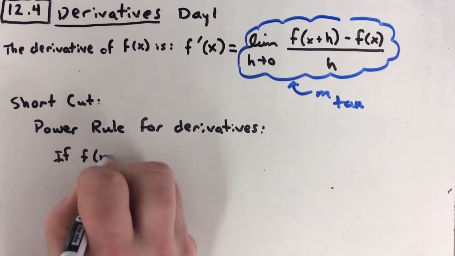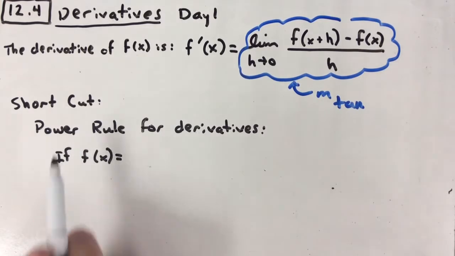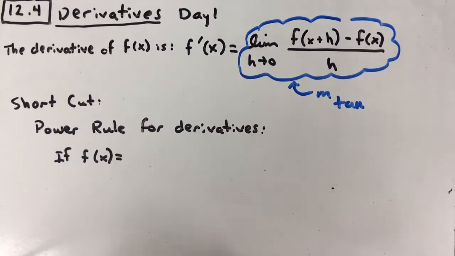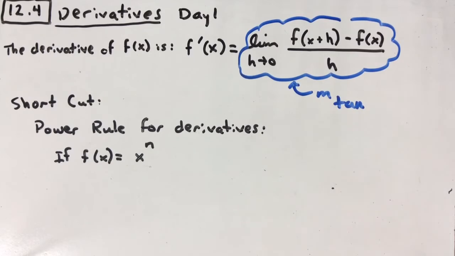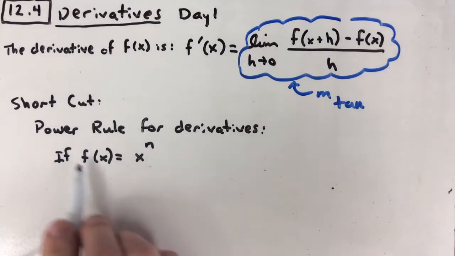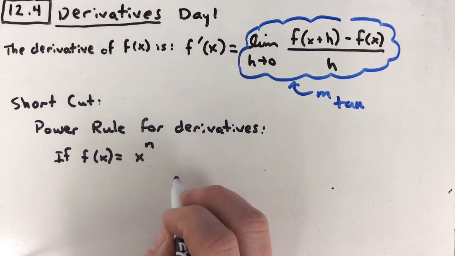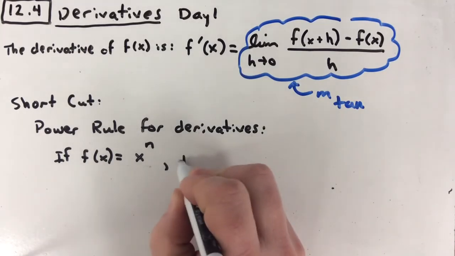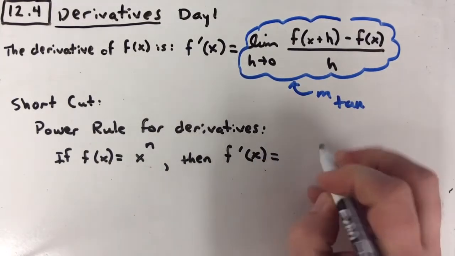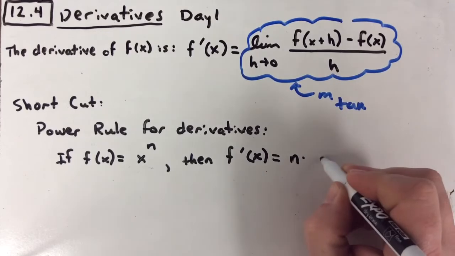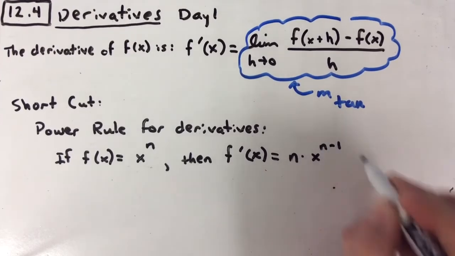If f of x is equal to, and what we just said is that the power rule here implies that there is an exponent. So let's say we have our function f of x, and let's say it's x to a power. In general, they're going to use a letter like n for the power. So this could be x squared or x cubed or x to the 10th power, something like that. If you have your original function and it looks like this, and n is a real number, then the derivative of this equation looks like this. It's n times x to the n minus 1 power.